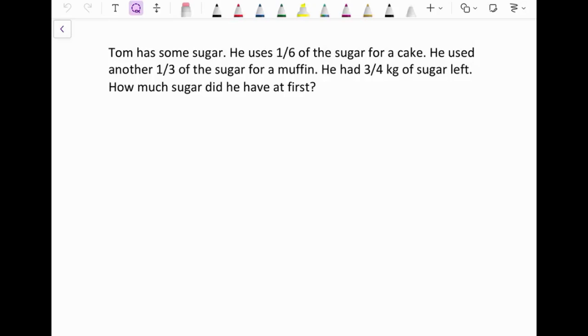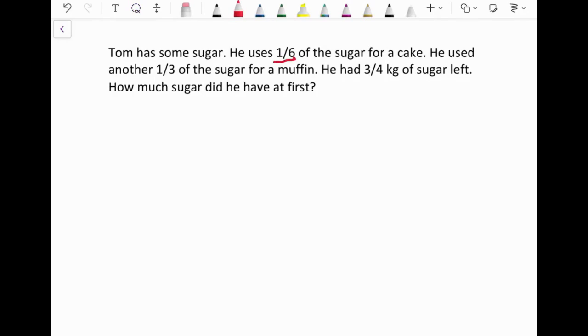In the previous video, I covered some questions that involved fractions with units and fractions without units. This is a continuation of that video. Tom has some sugar. He uses 1/6 of the sugar for a cake. He used another 1/3 of the sugar for a muffin. He had 3/4 kg of sugar left. How much sugar did he have at first?